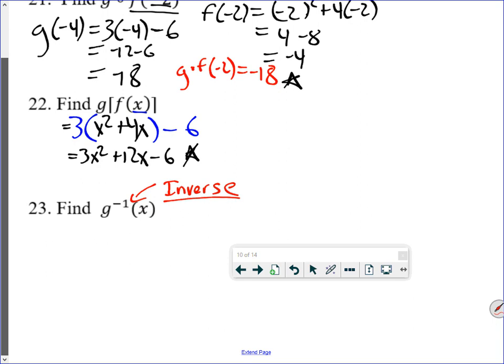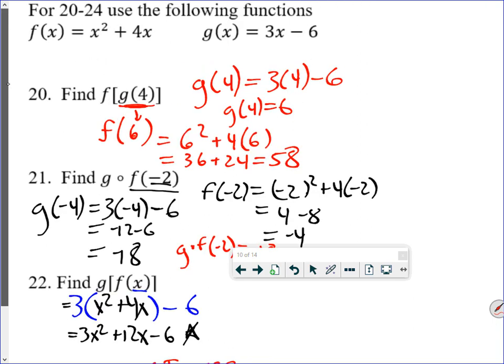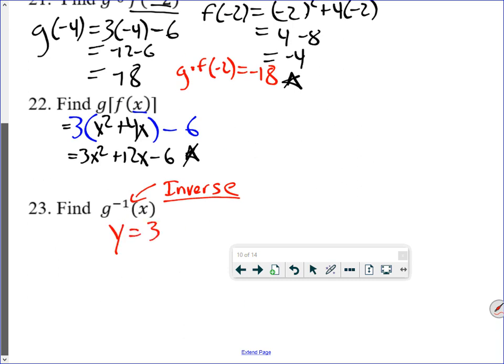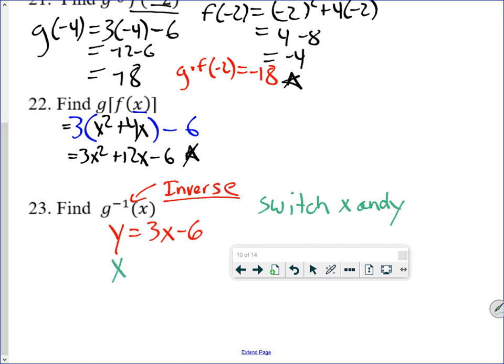So what we want to do is write down the original equation. So the original equation was y equals 3x minus 6. So to find the inverse, what you want to do is switch x and y. So x equals 3y minus 6. Then we just want to solve for y.